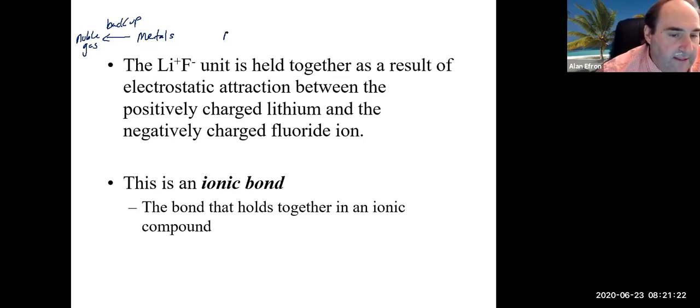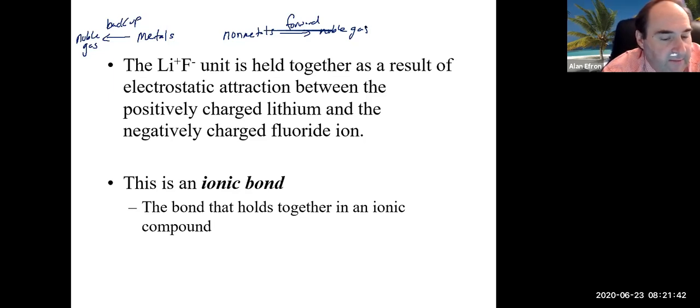And our nonmetals actually go the other way. Our nonmetals on the periodic table, when they gain electrons, go forward to the noble gas that comes after them. So if you look on the periodic table, again, behind lithium will be helium, which is why it backed up to helium. And in front of fluorine will be neon, so it goes forward to reach that noble gas configuration.